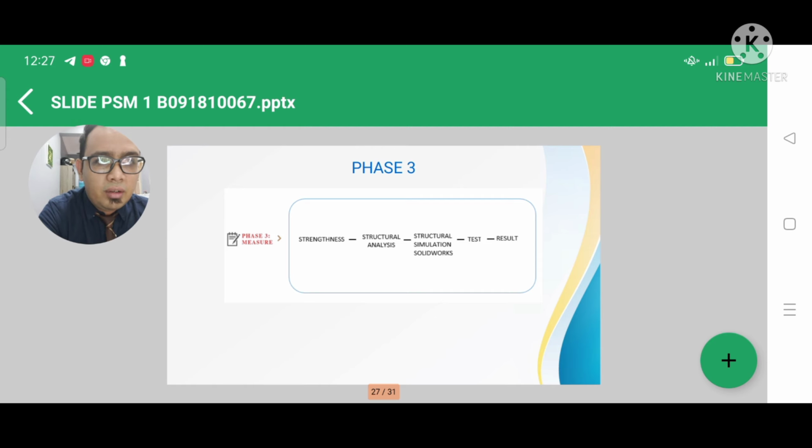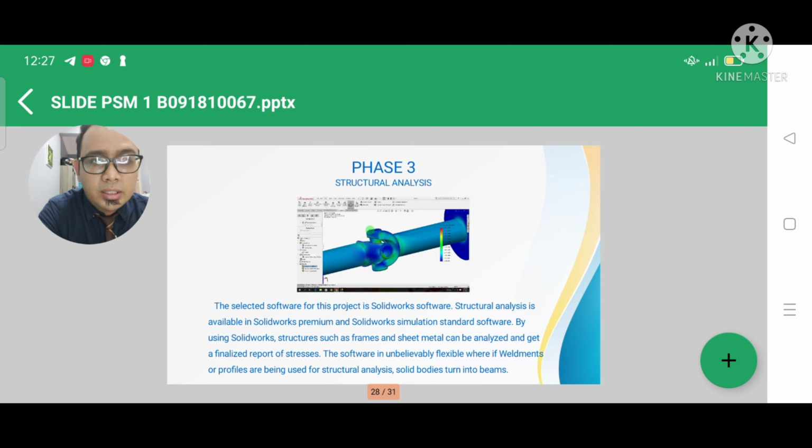This is the flowchart of phase 3. The strength and structural analysis: structural simulation, SolidWorks, test and result. Structural analysis. The selected software for this project is SolidWorks. Structural analysis is available in SolidWorks Premium and SolidWorks Simulation Standard. By using SolidWorks, the structure of the frame and the sheet metal can be analyzed to get the final result and finalize the report of stress.